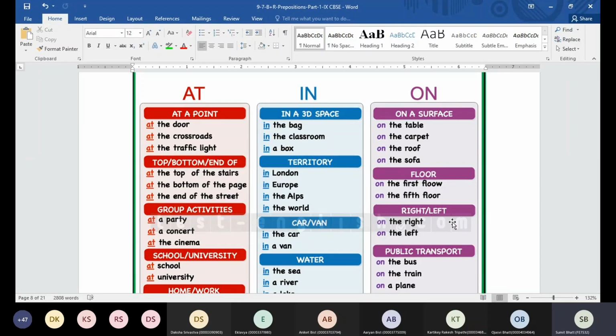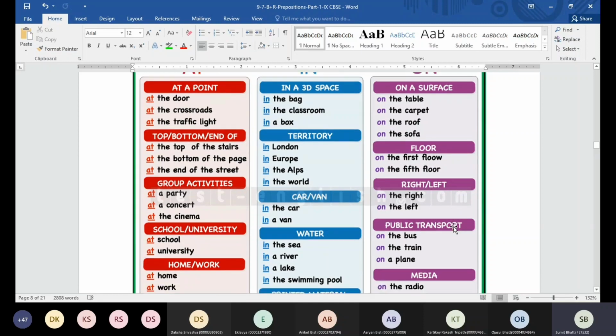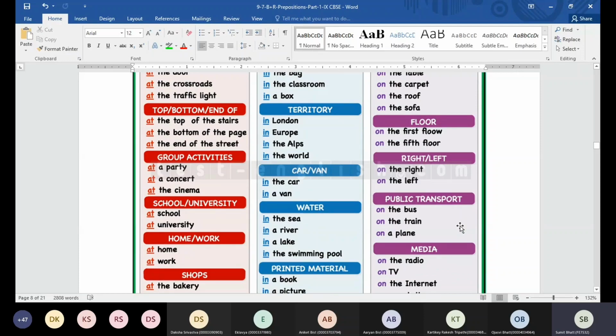If you get the word floor in the sentence, we use the word on, like on the first floor. His house is on the first floor, on the fifth floor, and so on. Or he lives on the first floor and second floor. On the right, we can say, on the left, we can say. For public transportation, if you're referring to inside a certain place, we say in, but on top of the surface of something, like on the bus, on the train, on a plane. You can say in a plane also, when you just mention that he's inside the plane. But if you say on the top of the surface of the plane, in that case, you can use on a plane.